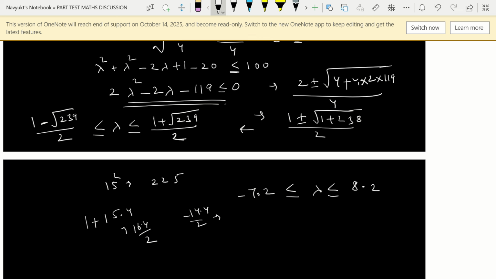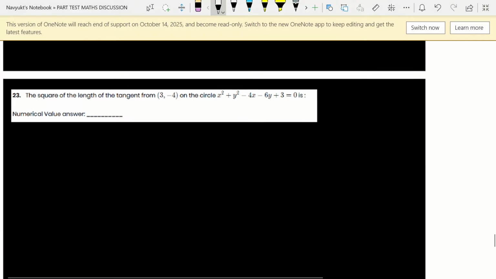Nearly approximately, it can be 7.1, 7.3, 8.1, 8.3, but the integral values between this zone should be in this zone only. So that will be starting from minus 7, minus 6 and so on till 8. How many integral values do we have here? Minus 7 to minus 0, we have 8, another 8, so total 16. Right. So the number of integral answers is 16.